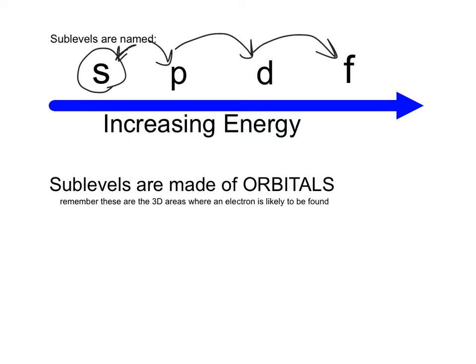Now, these sublevels are made up of orbitals, and remember that's what Schrödinger described as these three-dimensional areas where an electron is likely to be found. Also, remember again, as we go through these sublevels, for every energy level, you have that many sublevels. So energy level 1 only has one sublevel, an S. Energy level 2 has two sublevels, S and then a P. Energy level 3 would have 3 sublevels, S, P, and then a D, and so on.